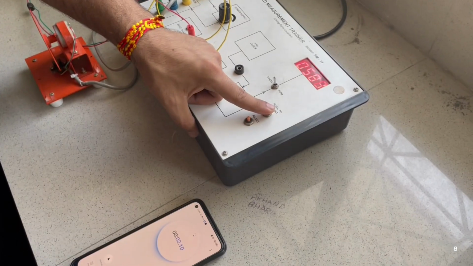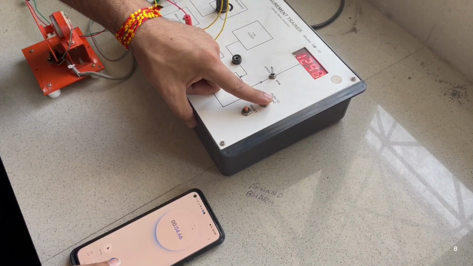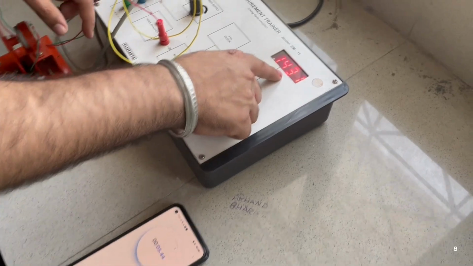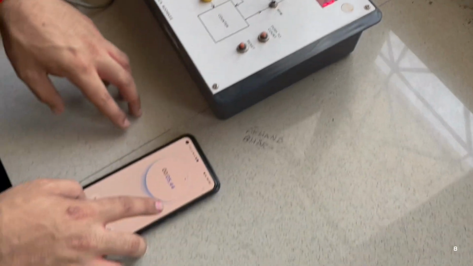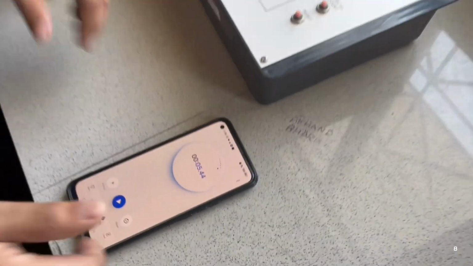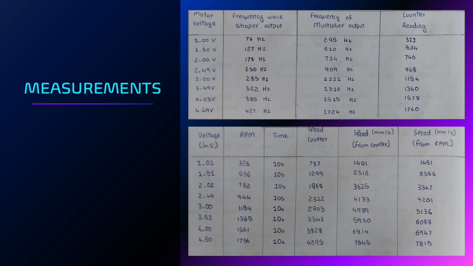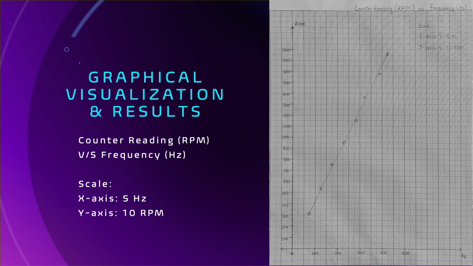For the second set of readings, we need a stopwatch, and we count the number of pulses and find the number of pulses per second. So after taking several readings, we get these two observation tables. We calculate speed using the diameter of the disk. As we can observe, the graph plotted between counter reading from the optocoupler in RPM and frequency reading from the cathode ray oscilloscope has a linear relationship, indicating that the optocoupler is indeed efficient in measuring rotational speed.